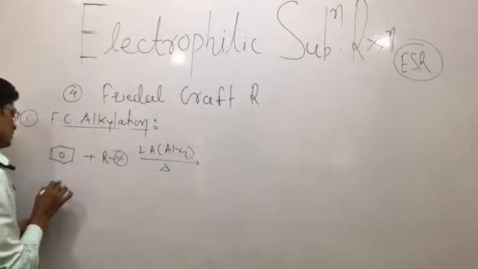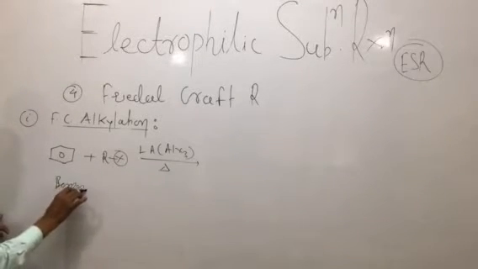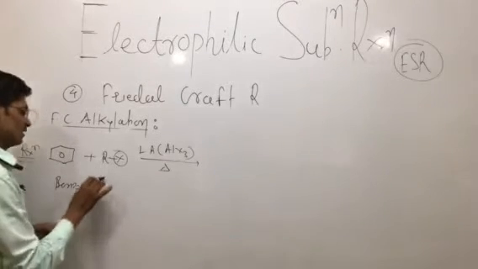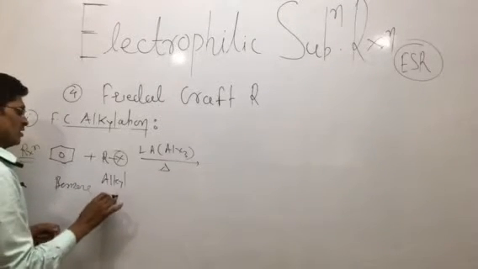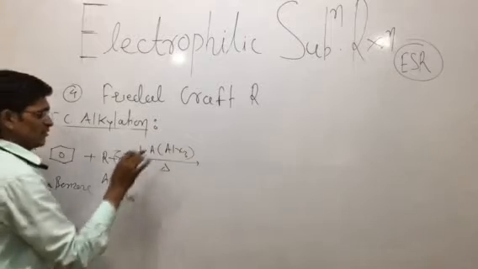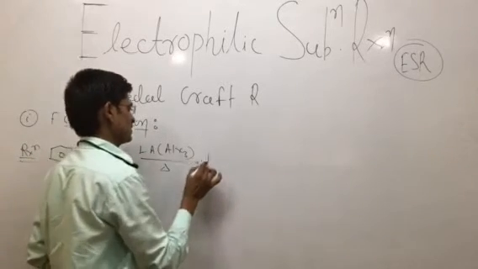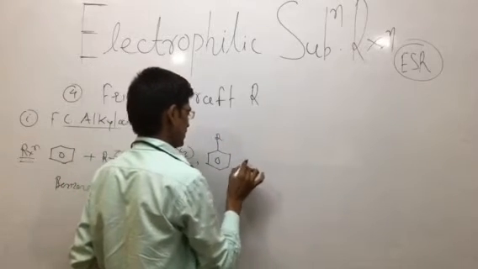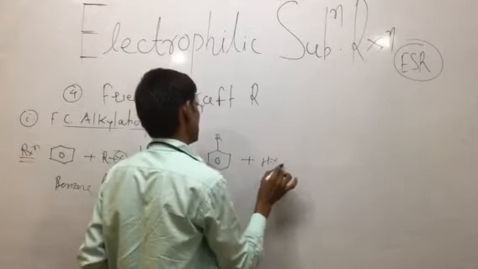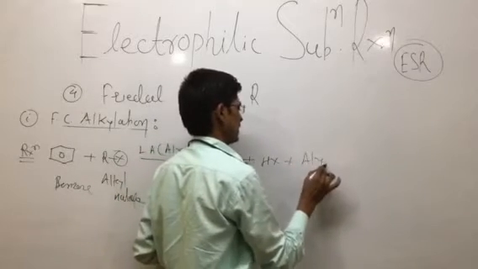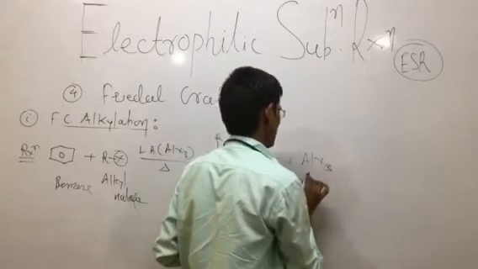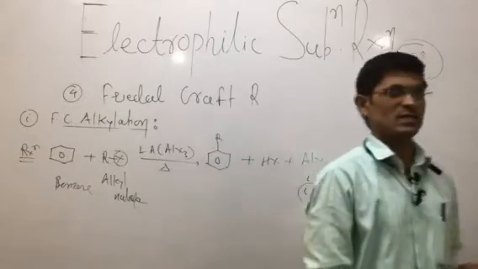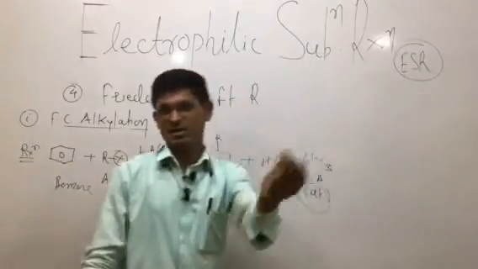Whatever this benzene is as a starting reactant molecule, the reaction is that benzene reacts with alkyl halide in presence of a Lewis acid, giving R-substituted benzene, and HX, hydrogen halide. AlX3, the Lewis acid, remained. This is the catalyst, known as the Lewis acid catalyst.